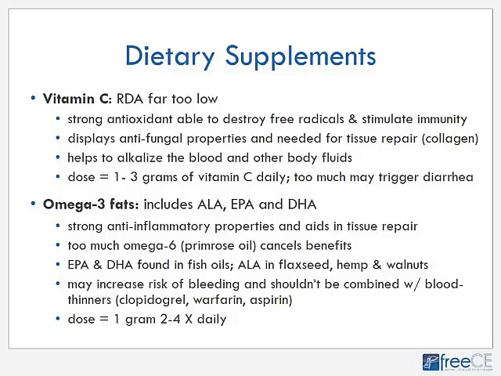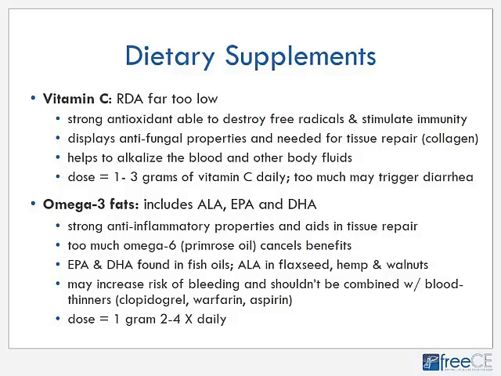It's a strong antioxidant, able to not only destroy free radicals, but of course it stimulates immunity. It displays antifungal properties, and it's also needed for tissue repair in terms of making collagen, which can be important for recovering from a Candida infection to repair the mucosal membranes. Vitamin C also helps to alkalize the blood and other body fluids. Yes, it's ascorbic acid, and outside the body it would be a low pH or acidic, but it has alkalizing effects once you take it into your body.